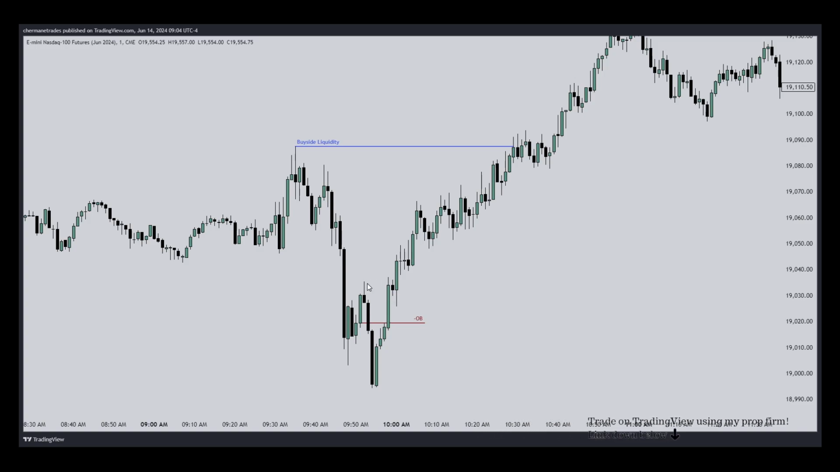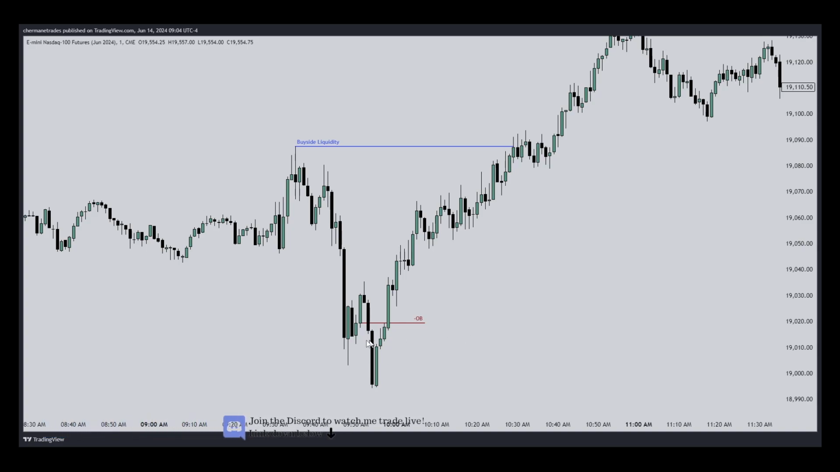This is hypothetical. Let's say this high right here wasn't taken out. So this large up close candle, let's say it just stopped right here and then reversed. I would feel comfortable buying this down close candle here, these last three. That's a bullish order block. This order block here, I'm watching to see if we're expecting a potential reversal.